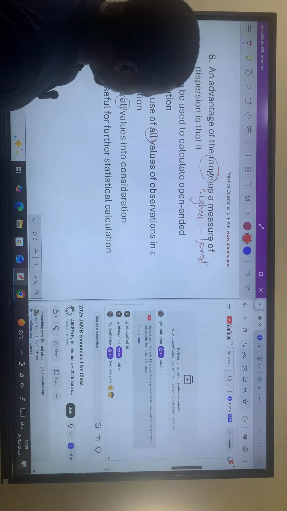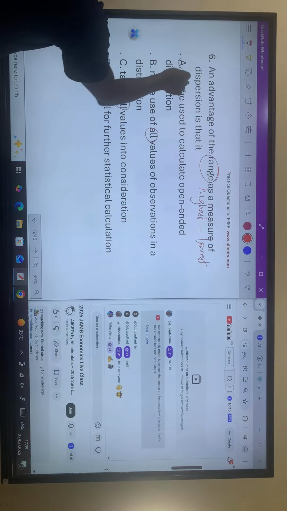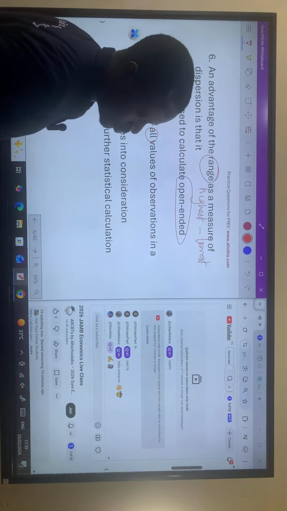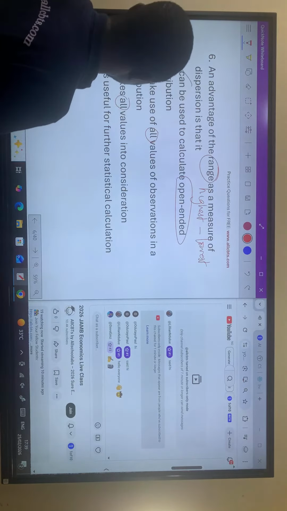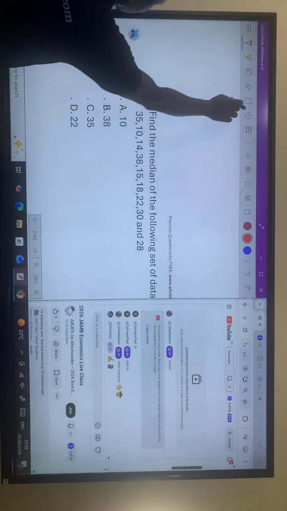It's useful for further statistical calculation. Of course, we have said that earlier, that's what the question said. So the answer is A. It can be used to calculate open-ended distribution. So what you do is just pick the highest and pick the lowest and find the difference. Alright? The next one.